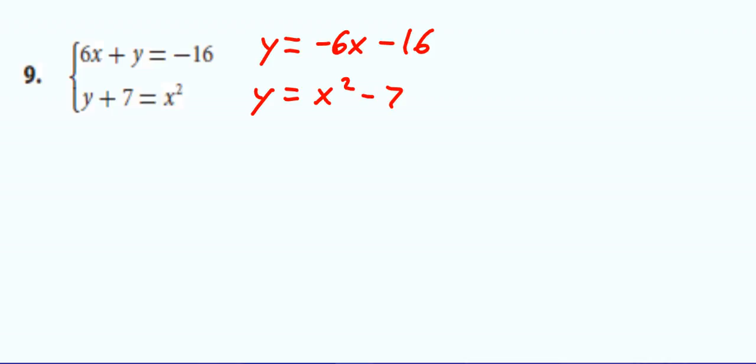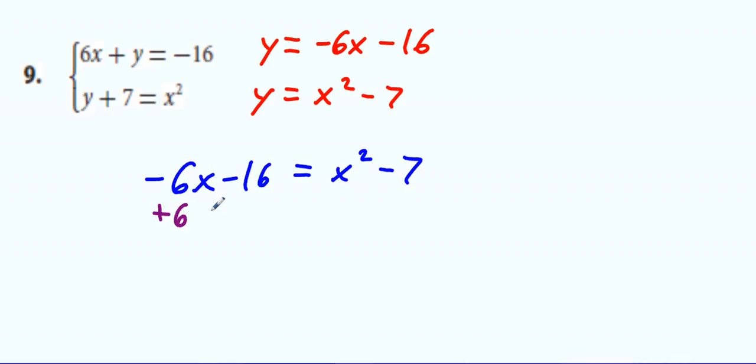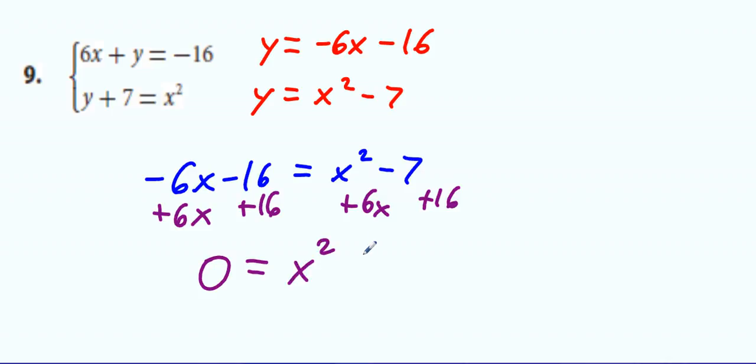So we set them equal to each other. Negative 6x minus 16 equals x squared minus 7. And then get it equal to 0. So move one side over. So add 6x. We'll also add 16. So there's nothing left on the left side, just a 0. And then writing it in standard form, x squared plus 6x, negative 7 plus 16, it's 9.